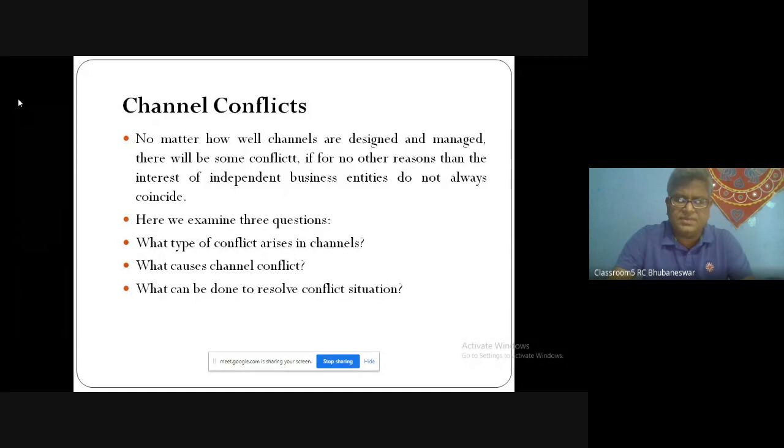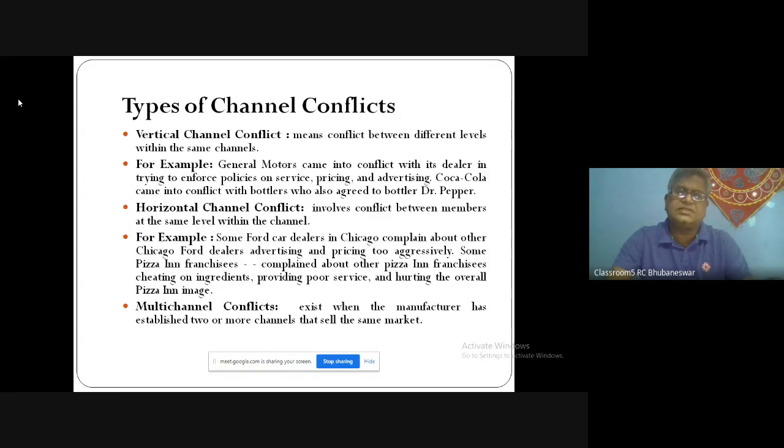Channel conflict means the causes of conflict, how it is resolved, and what the types of conflict arising in a channel are. It means the design and how you can manage particular businesses that are independent in nature. Sometimes there is a system problem, like a vertical channel conflict. There are different conflicts, and vertical channel conflict is one of them.